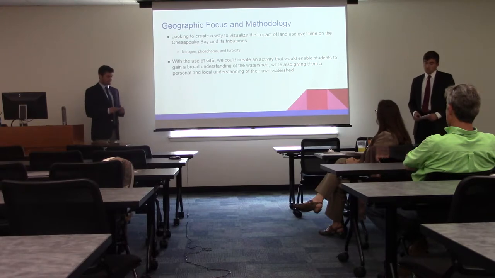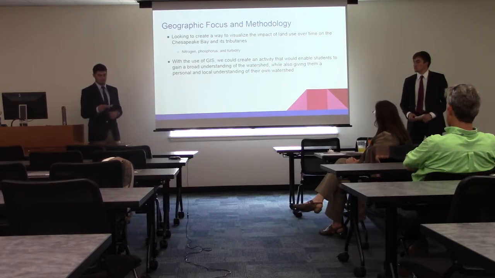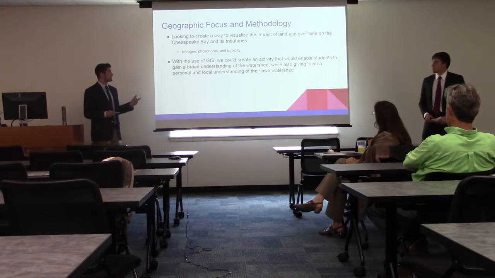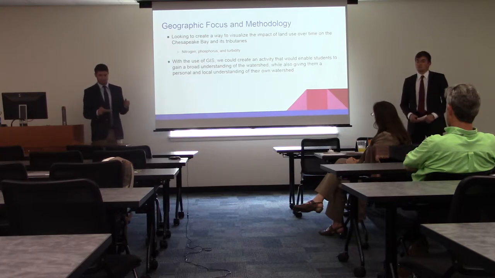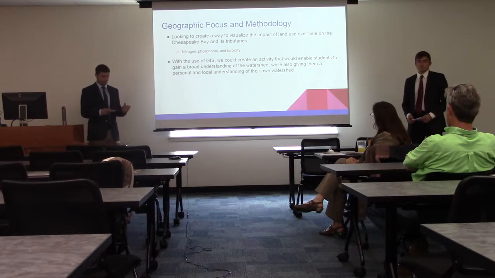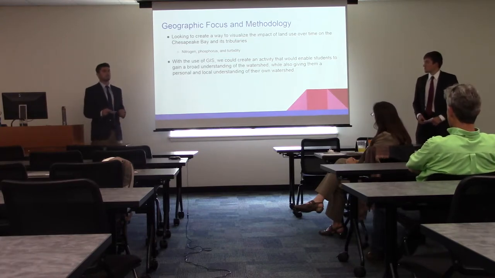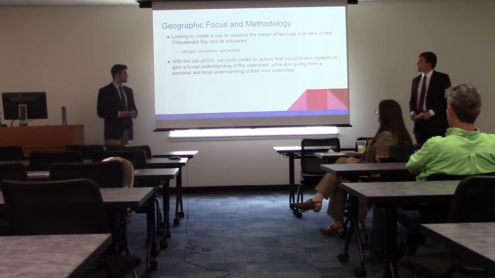So as I mentioned before, our overall goal was to create a way to visualize the impact of land use over time on the Chesapeake Bay and its tributaries. To do this, we were focusing on five areas that we'll go into more depth on in the next slide. But within each area, we wanted to look at how land use has changed over time and connect that to the water quality change over time in that area. So in our research, we saw that land use has the largest impact on nitrogen, phosphorus, and turbidity. So those are the three parameters of water quality that we focused on the most.